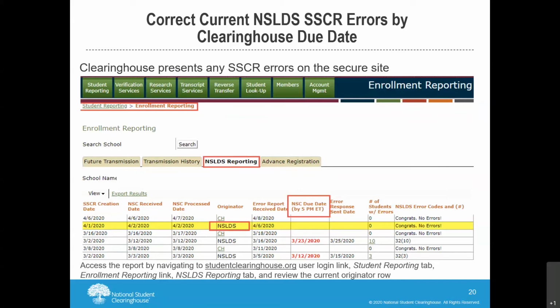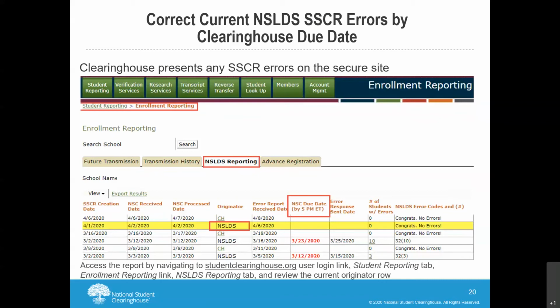We have lots of resources on that webpage, and we have some dedicated tutorials on Clearinghouse Academy that speak to what these SSCR errors are. We also have a dedicated email address, sscerrors@studentclearinghouse.org, that can help support. If you've never looked at these errors and you happen to have some, contact us. I guarantee there's somebody here who is familiar and can be helpful to you and maybe save you some time with those errors.